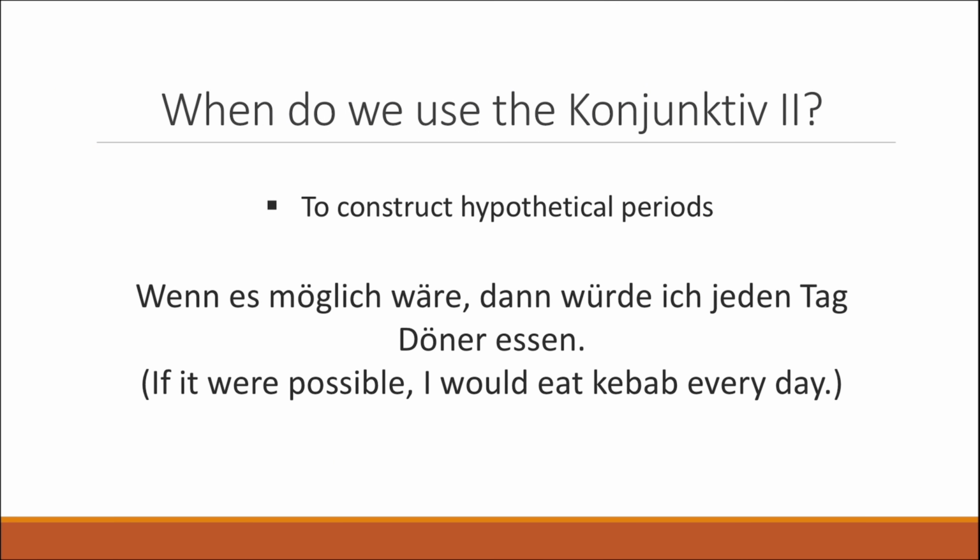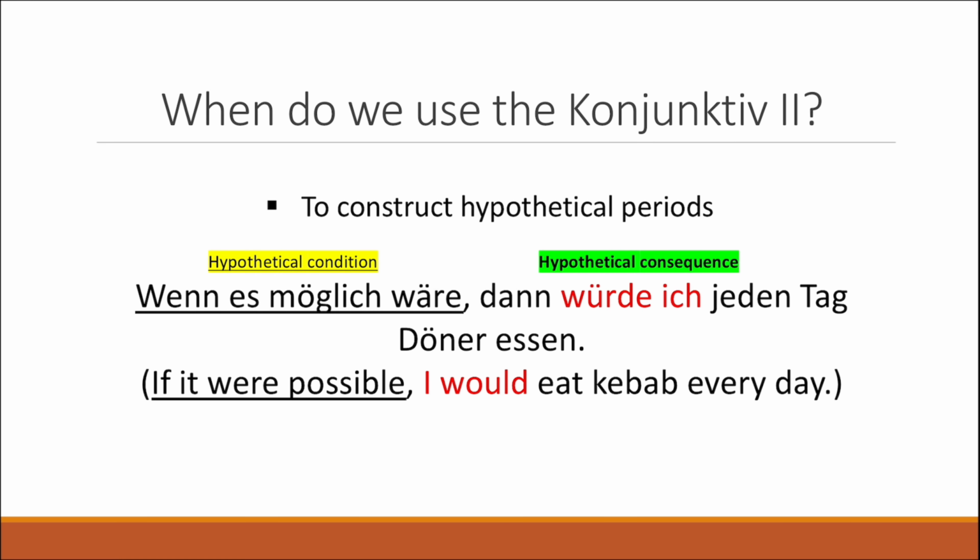Now let's move on. The second case is to construct hypothetical periods. So to construct sentences which express possibilities. So, wenn es möglich wäre, dann würde ich jeden Tag Döner essen. If it were possible, I would eat kebab every day. Now, with this sentence, by saying wenn es möglich wäre, which is the hypothetical condition, you're expressing the hypothetical consequence. Dann würde ich jeden Tag Döner essen.